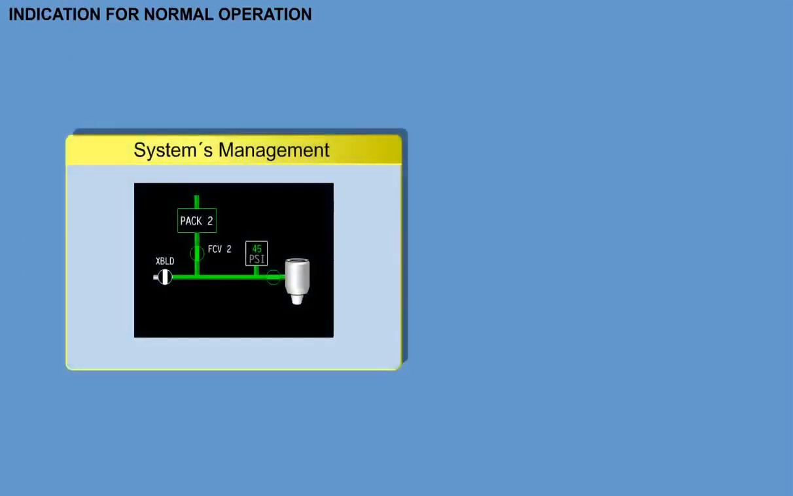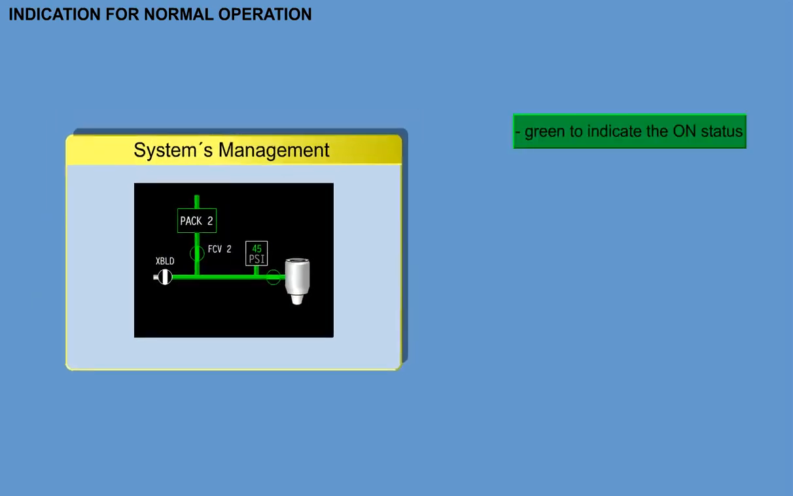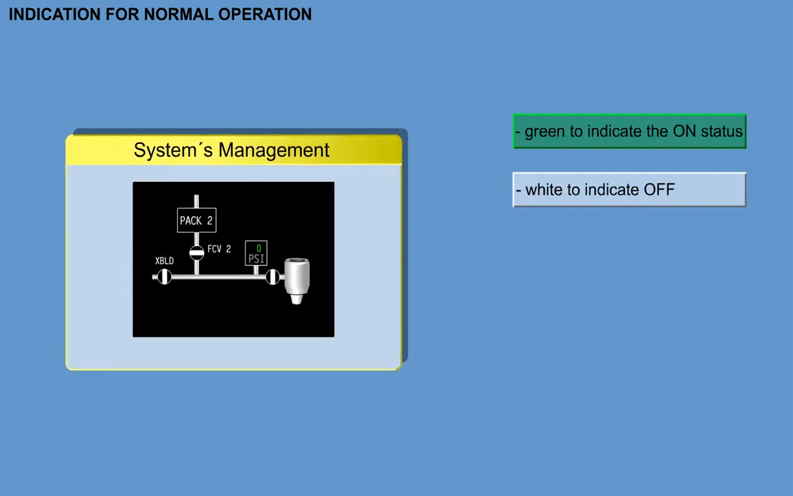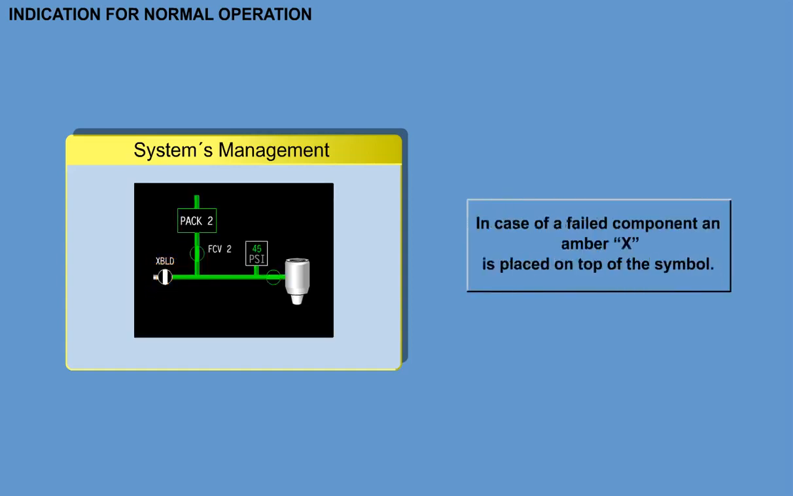The synoptic color philosophy used on the displays presents their indications in green to indicate the on status, or in white to indicate off, or no air, or no fluid flow. Unavailable or invalid data is presented by a dashed symbol. In case of a failed component, an amber X is placed on top of the symbol.